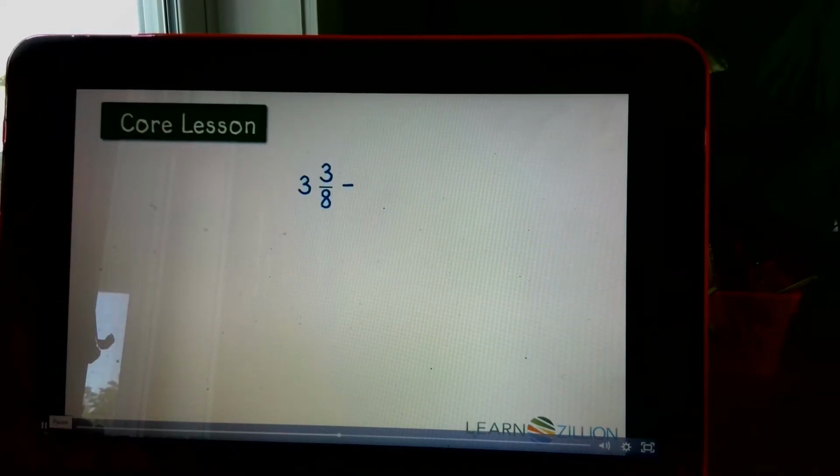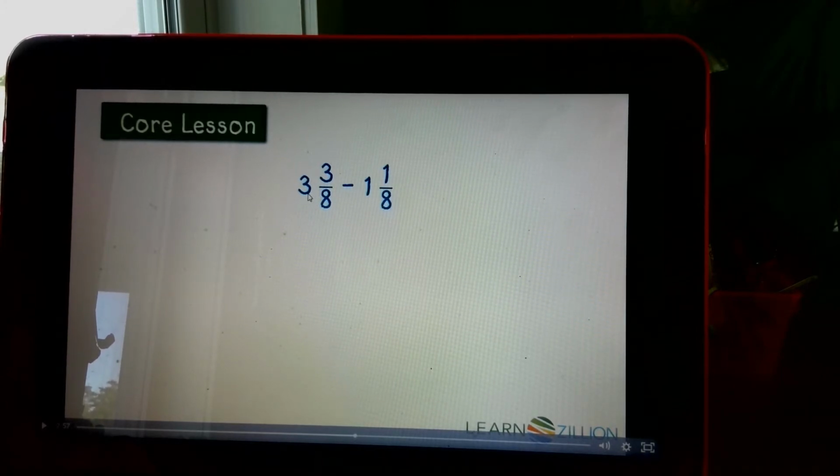Here's our first problem: 3 3/8 minus 1 1/8. In order to subtract these mixed numbers, we are going to replace each mixed number with an equivalent fraction. So you're going to need to turn both of them into improper fractions. I have taught my class to "round their wagons." This video is going to do it a little bit differently, but you're still going to get the same outcome.